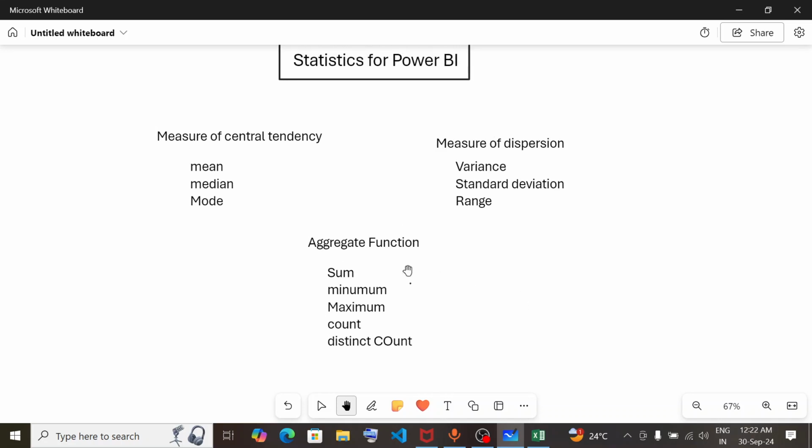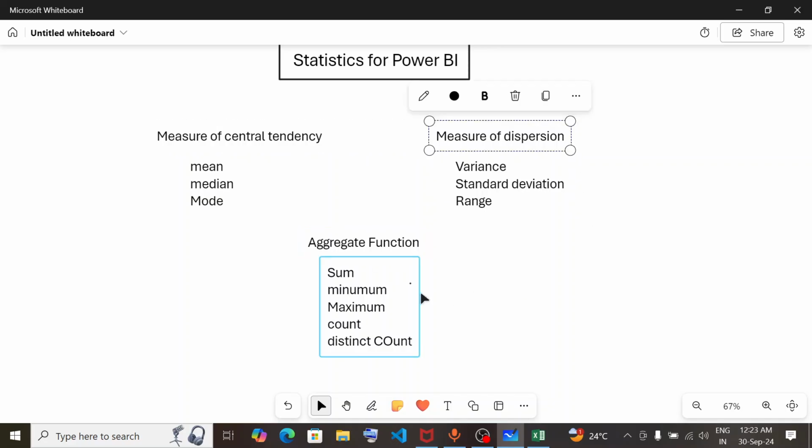Okay, so in this part, let's break down these concepts in a proper way. So guys, can you see here, first of all, we will understand measure of central tendencies, then we'll understand measure of dispersion, and at the end, we will understand some aggregate functions. Now, in a simple way, let's break down these concepts.